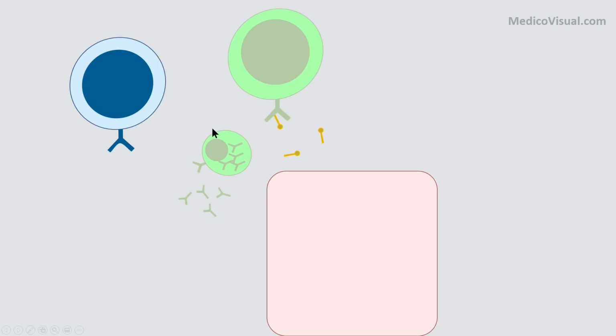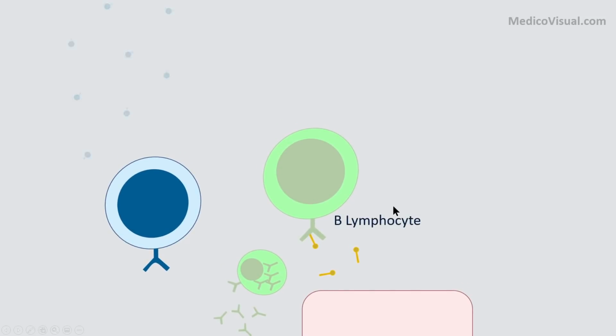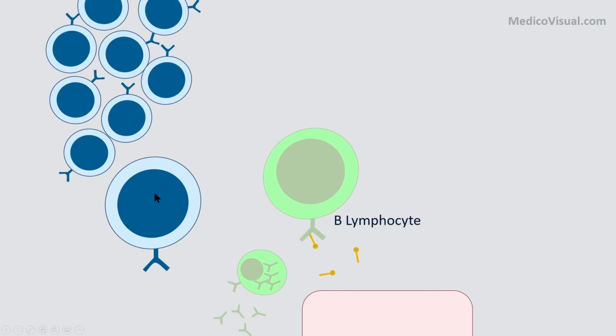We will get lots of antibodies against spike protein and we will get lots of clones of these cells. That's what we call memory cells. We will get memory cytotoxic T cells, we will get memory B lymphocytes, and also we will get memory helper T lymphocytes that are not shown in this diagram.